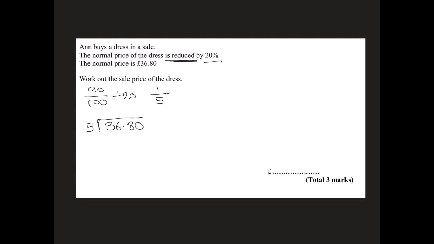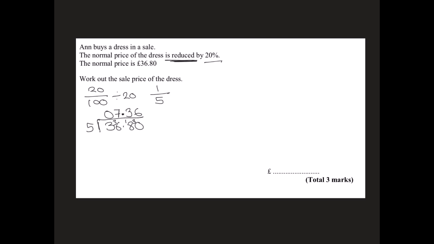So 5 into 3 doesn't go, and carry my 3 over. 5 into 36 goes 7 times. And there would be 1 left over. Put my decimal point in. 5 into 18 goes, well, 5 3s are 15. And that would leave me with 3 left over. And 5 into 30 goes 6 times. So £7.36. Don't need to multiply by the top because when I multiply by 1, I'm going to still end up with £7.36.